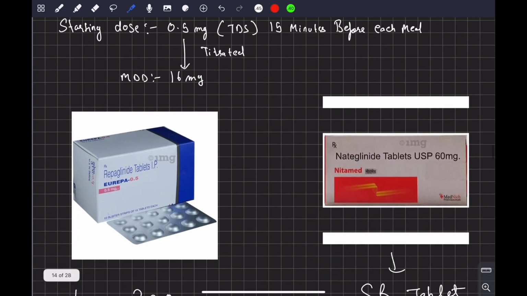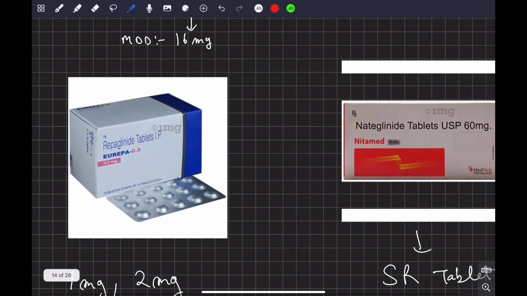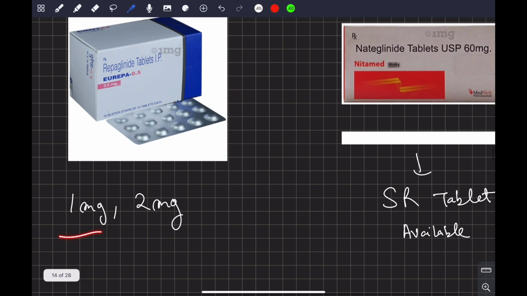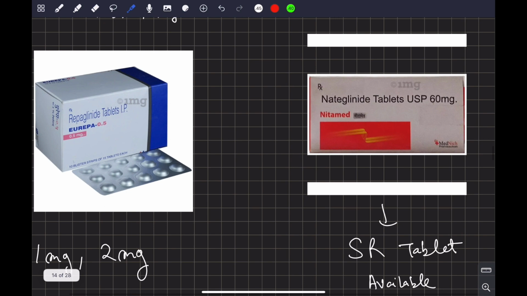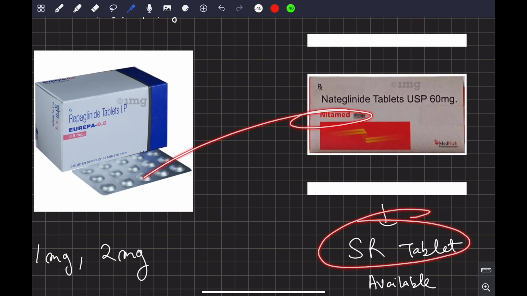So what are the brands available? Torrent Pharma gives us Eurepa 0.5 mg, also gives us 1 mg, 2 mg of repaglinide. And the brand name of nateglinide in India is Nateglin, and a sustained release tablet is also available.